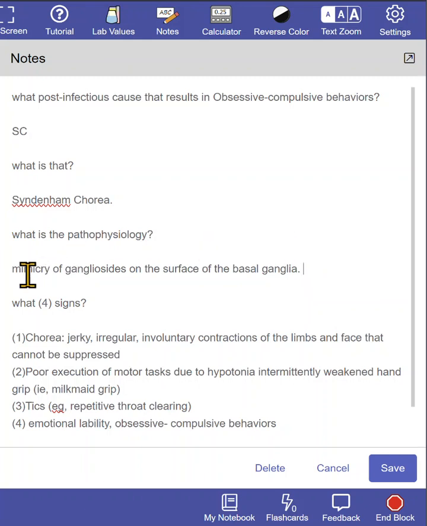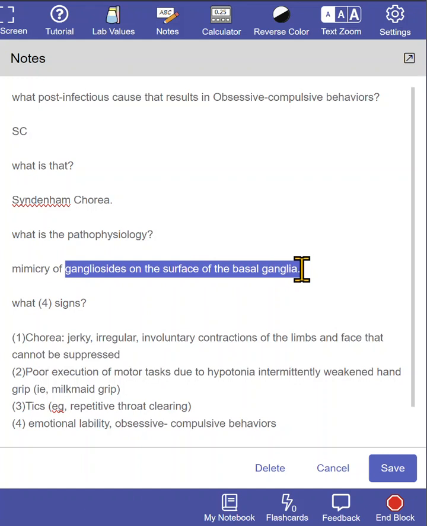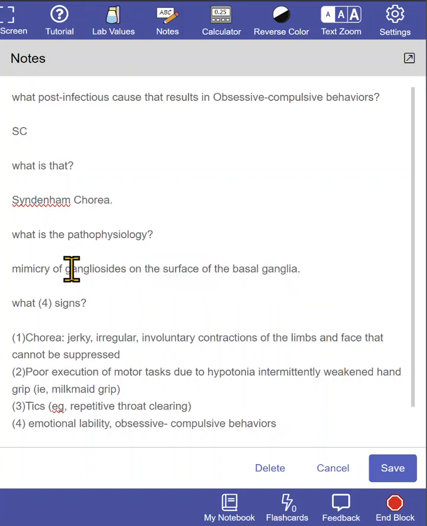And so you can have rheumatic fever, rheumatic heart disease, wherein post-infectious mimicry causes you to have a type 2 autoimmune attack of your basal ganglia as a result of these gangliosides, which were similar to some antigen on the surface of this infectious agent, bacteria. So what are the 4 signs? You have chorea, which, by the way, means dance.